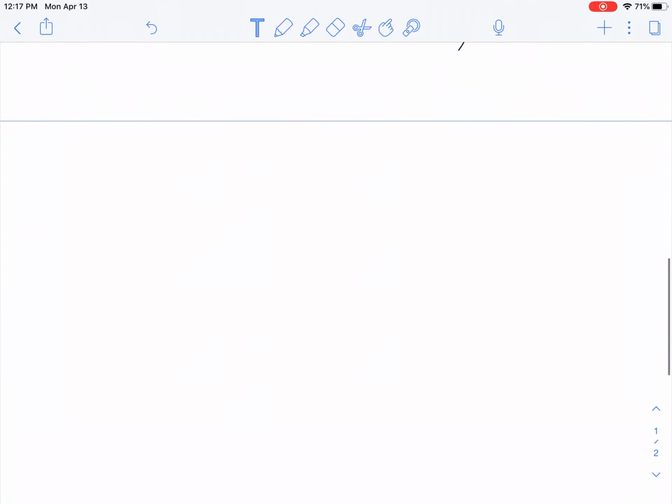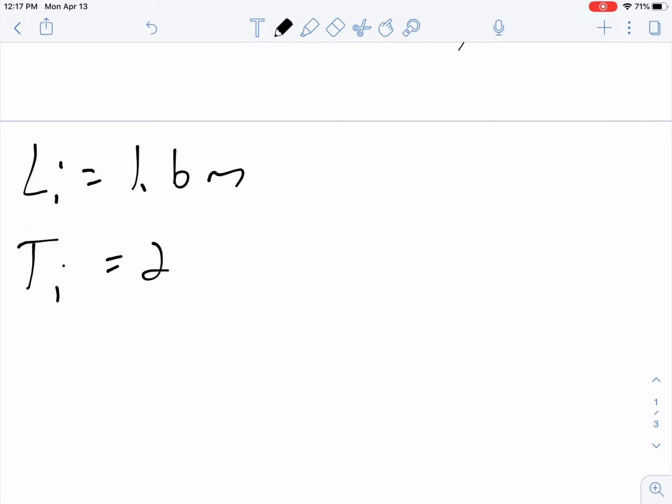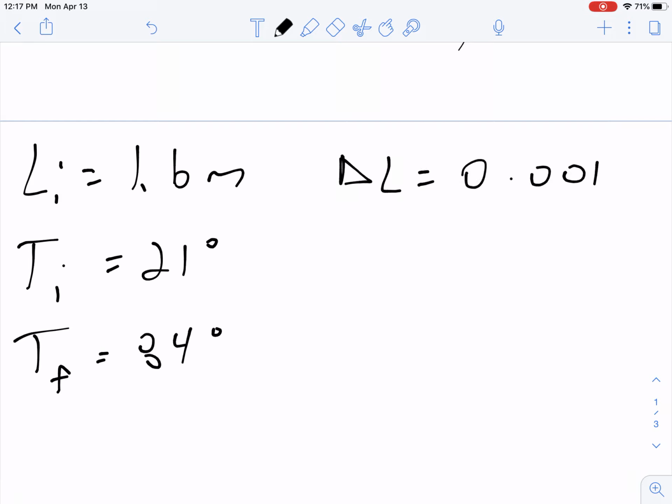All right, so let's see what we got. We have an initial length of 1.6 meters. We have an initial temperature of 21 degrees. We have a final temperature of 84 degrees. And we were told that the length changed by 1.7 millimeters, so 0.0017 meters. Notice our subtle change of units. Don't forget. And they want us to calculate alpha. Alrighty?